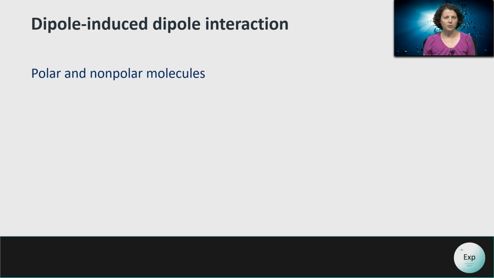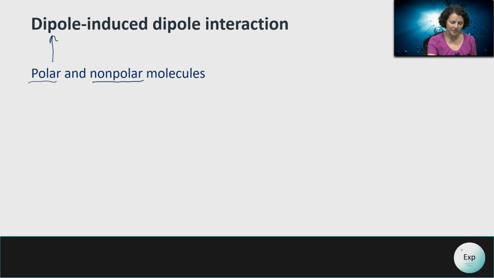Another type of intermolecular force is the dipole-induced dipole interaction. This force exists between polar molecules, and that connects to the dipole component. Polar molecules have a dipole moment, and nonpolar molecules are going to be connected to the induced dipole in this description. So nonpolar molecules by themselves don't have a dipole moment, but the presence or the proximity of a polar molecule can induce one temporarily for a very short amount of time.